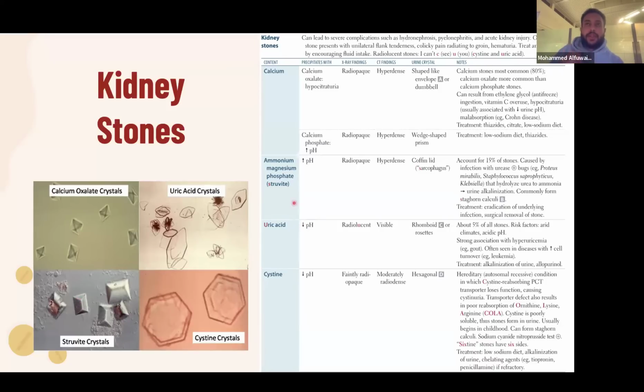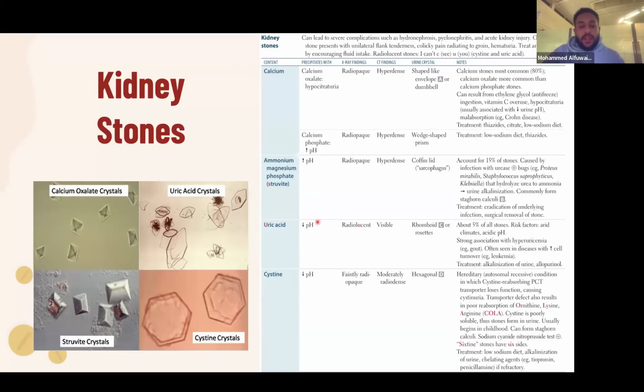Now, the struvite stone is very big. So when you treat it, you don't really use the normal treatments that you do for the stones, which I'll get to. You need to eradicate it from outside, okay? You use, for example, lithotripsy to break down the stone from outside or surgical removal, because it's very big. Now, usually because it's caused by Proteus, you need to treat the underlying infection as well.